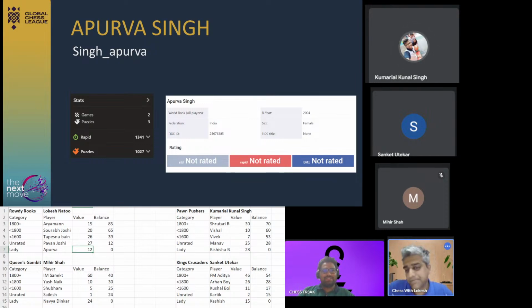Thank you. So, guys, with this, the auction is over. All the teams are filled. Let me speak to each owner. Let us first speak to Rowdy Rook's owner, Lokesh Natu. Lokesh, you got a pretty solid team, I would say: Aryaman Sen, Saurabh Joshi, Tapesnu Bain, Pavan Joshi, Apurva. Are you happy with the team?